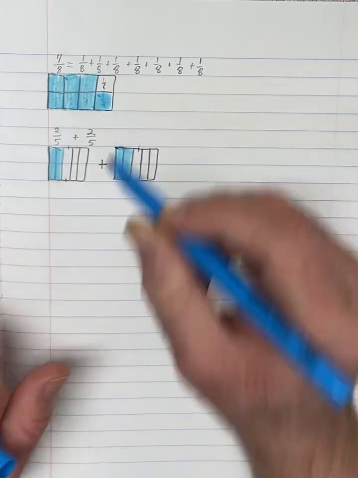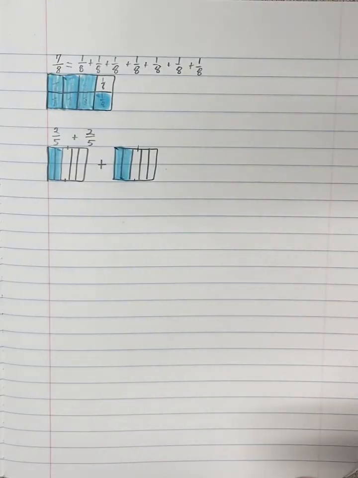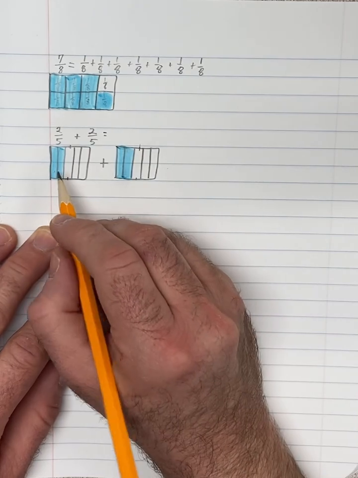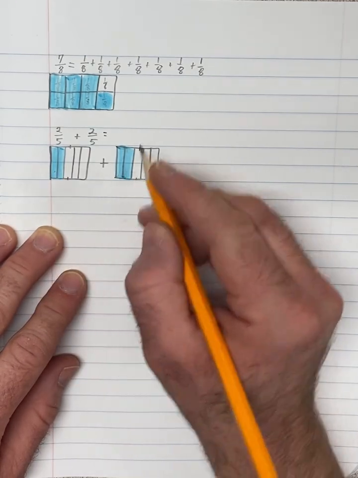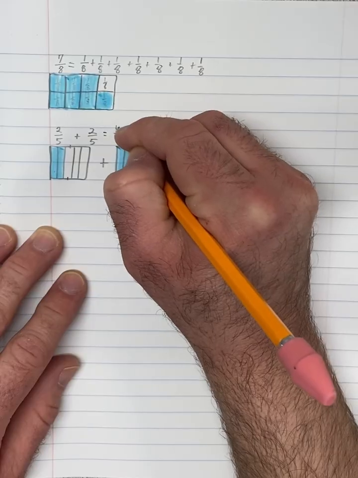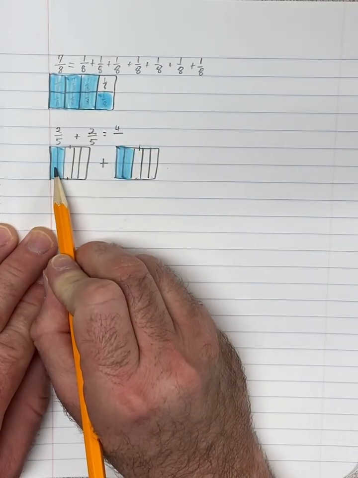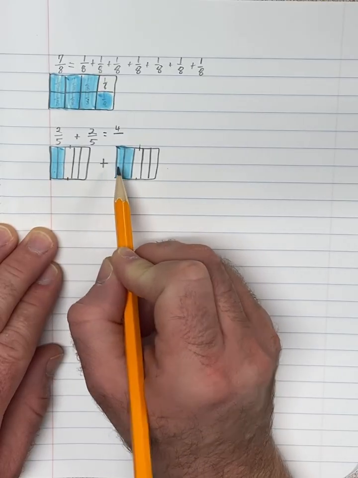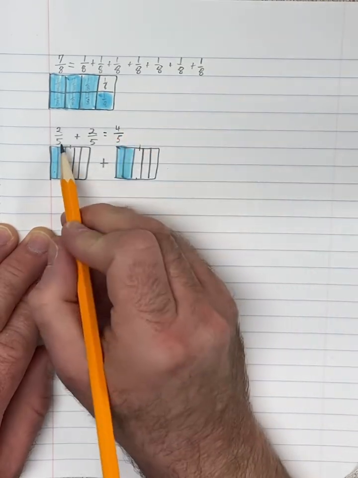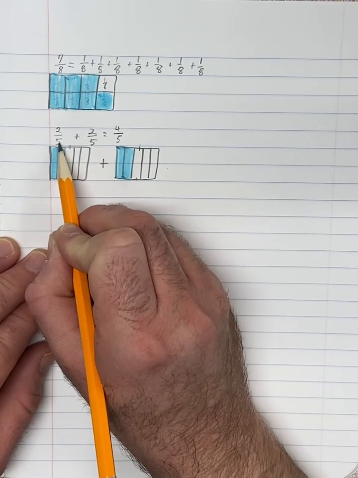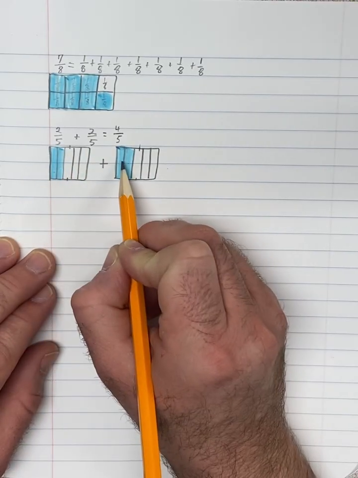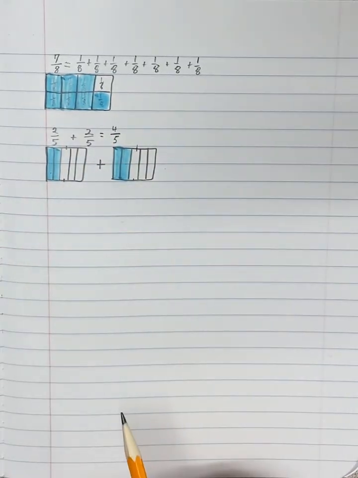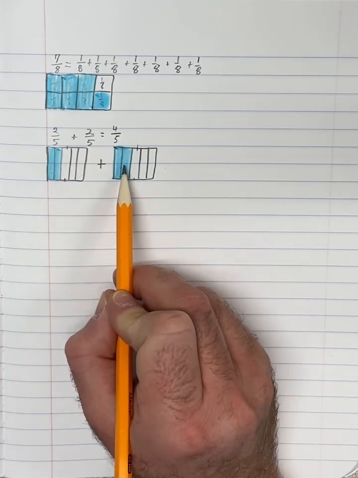There's two ways to look at this. I can count my number of blue parts. 1, 2, 3, 4. I've got 4 blue parts. And the size of those parts did not change. They are still fifths. We do not add the denominator because each piece is 1/5 of the whole. But we have a total of 4 1/5 parts that are blue.